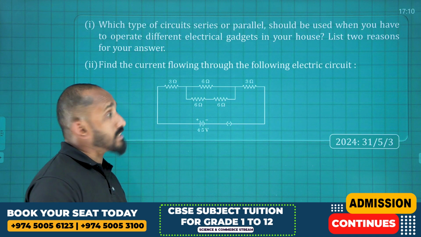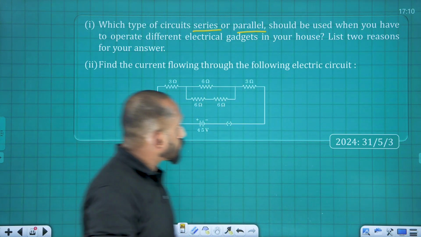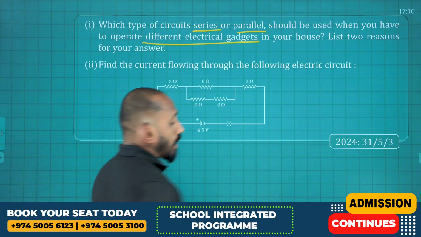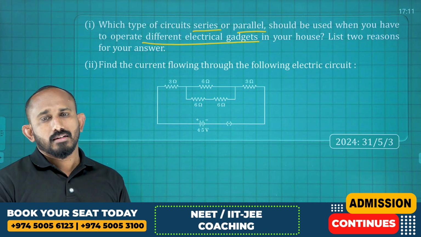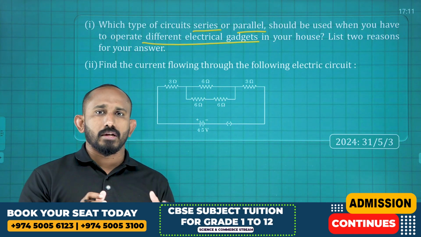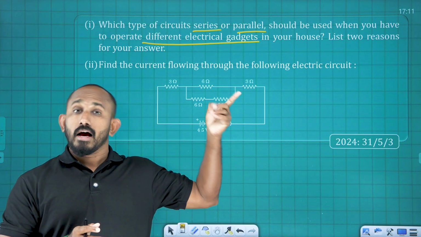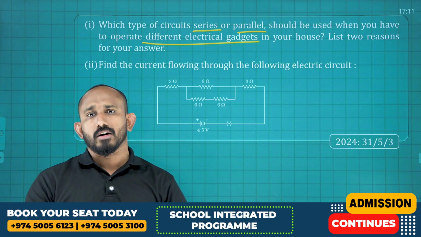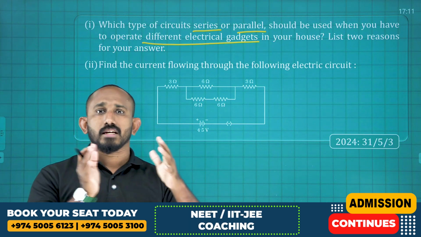Which type of circuits, series or parallel, should be used? So two concepts are there, series or parallel, when you have to operate different electrical gadgets in your house. Different electrical gadgets need different amounts of current. Then which circuit will you prefer, series or parallel? We know the basics. In series combination, the same current passes through all the gadgets, but here the gadgets are different. And moreover, in series, one more drawback is there. If one gadget malfunctions or stops working, then nobody can work because the entire circuit stops working.